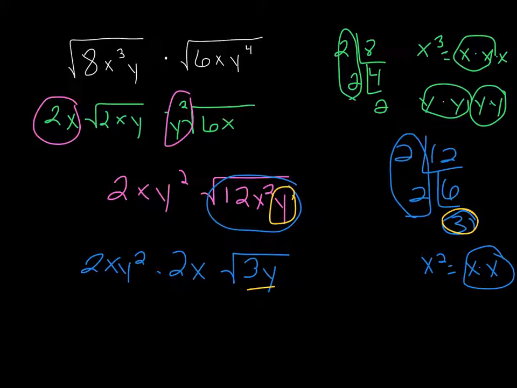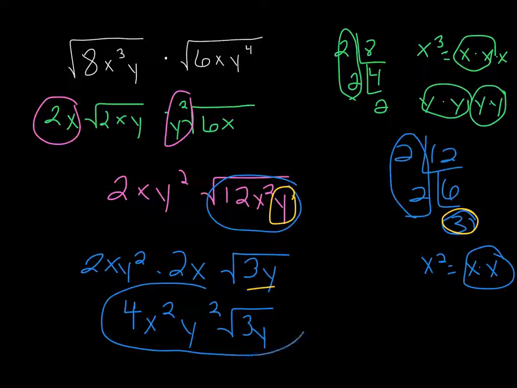And let's simplify by multiplying these. 2x y squared times 2x would be 4, there's 2 x's now, y squared, and then radical 3y. And remember, any expressions can be multiplied. They do not need to be like terms to be able to be multiplied.